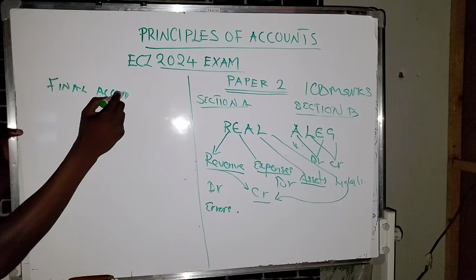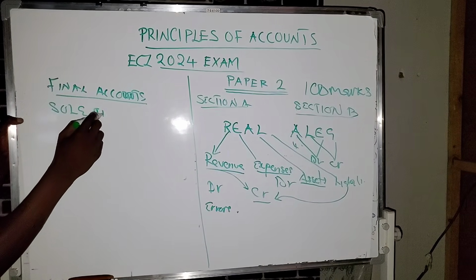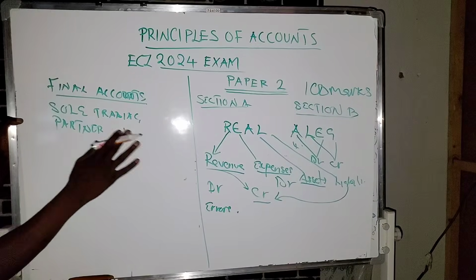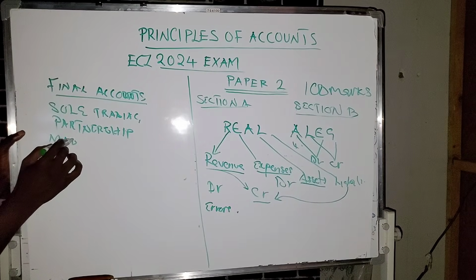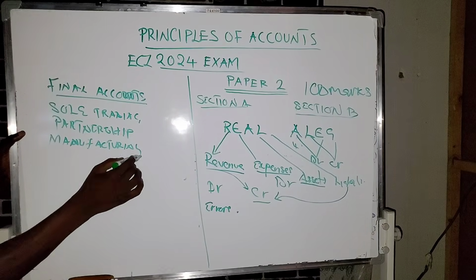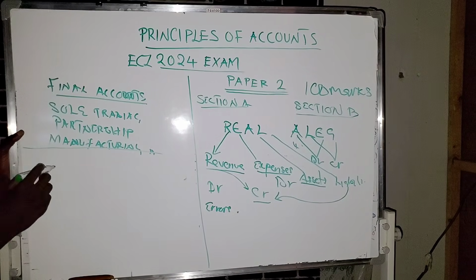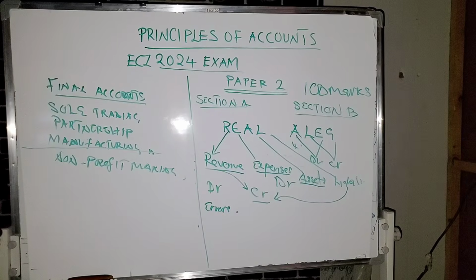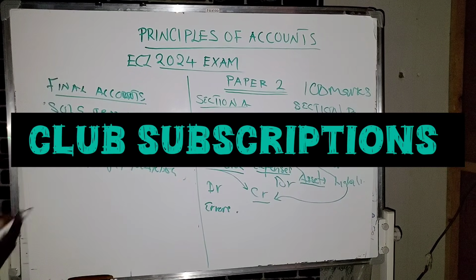Final accounts. Here, you may have that of a sole trader, partnership, and other things that we may come across, manufacturing accounts, and also non-profit making organizations, like subscription to clubs. So the easiest of these, I may say, is the sole trader, followed by the partnership, manufacturing account, and the non-profit. All of them are easy if you know them.